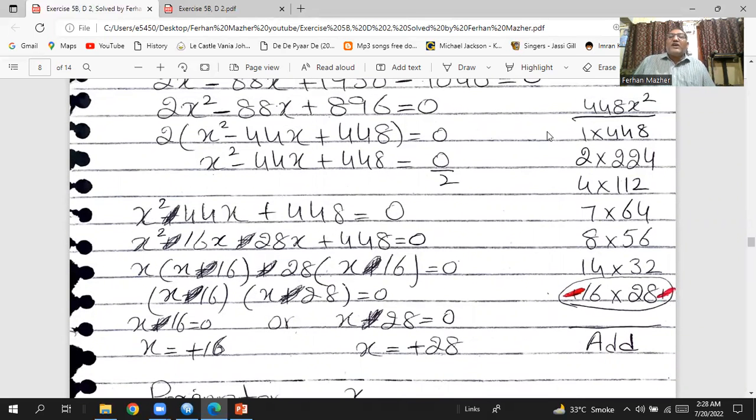So multiply the extreme terms, you get 448. So write the pairs of the 448.